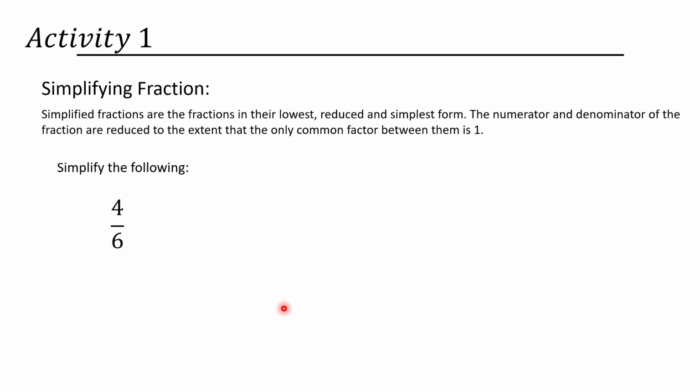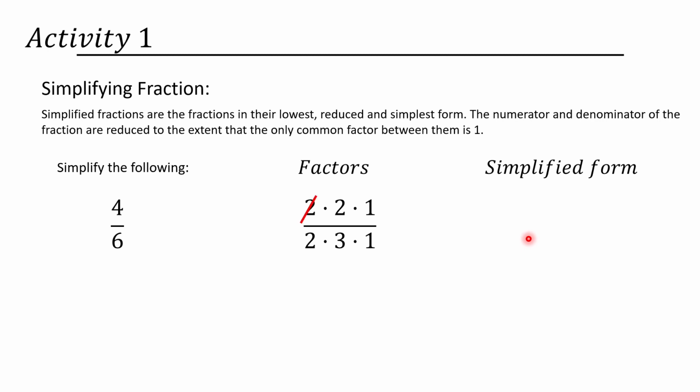Let's simplify the following. Let's say, for example, 4 over 6. Ano yung factors ni 4? Ano yung factors ni 6? So, isusulat natin. So, we have 2 times 2 times 1. We have 2 times 3 times 1. This is 6. So, common factor is 2. So, simplified form, eliminate or 2 divided by 2, that is 1. So, mawawala na yan. So, matitira is 2 times 1, which is 2. 3 times 1, which is 3. So, the simplified form is 2 over 3.